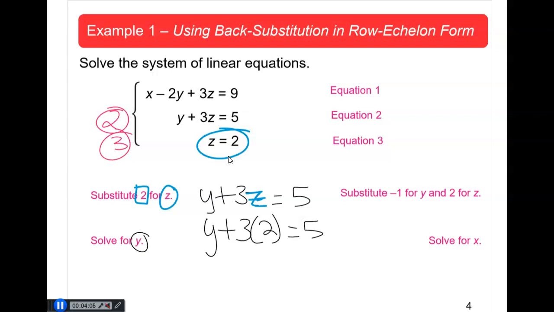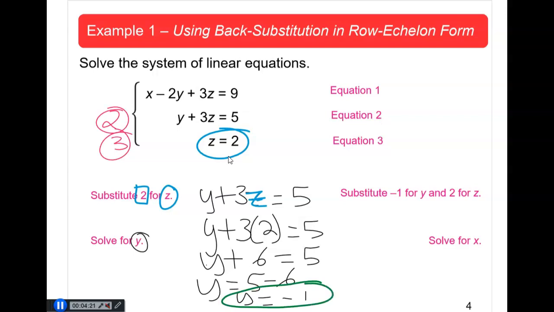And now I'm going to be solving for y. So y plus 6 is equal to 5. And then y will be equal to 5 minus 6, which will give us y is equal to -1. So right there we have our second solution. And remember, we have a 3 by 3 system, meaning 3 equations, 3 unknown variables. So we need one more. At this point we know 2 of them.